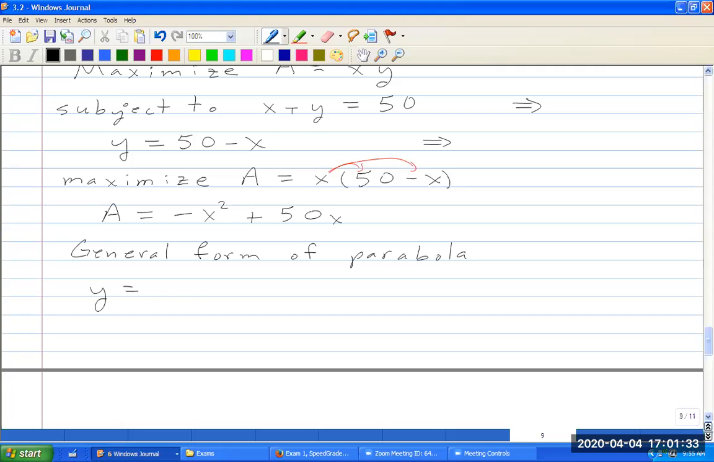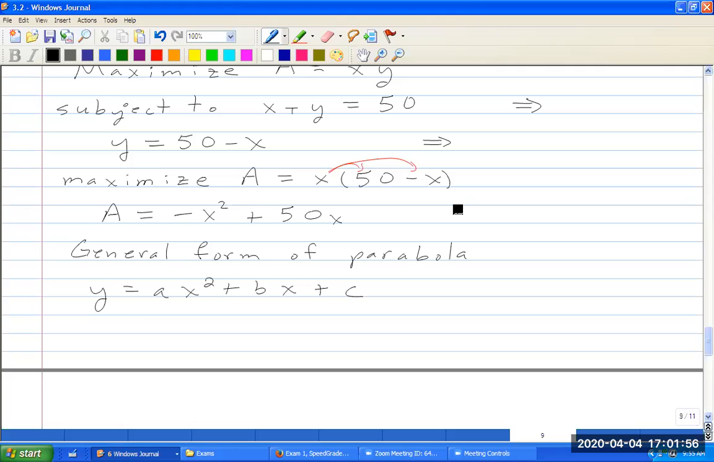y equals ax squared plus bx plus c. Here, of course, instead of calling it y, I called it A. In this case, a was -1, b was 50, and c is 0. Now, we want to maximize this.